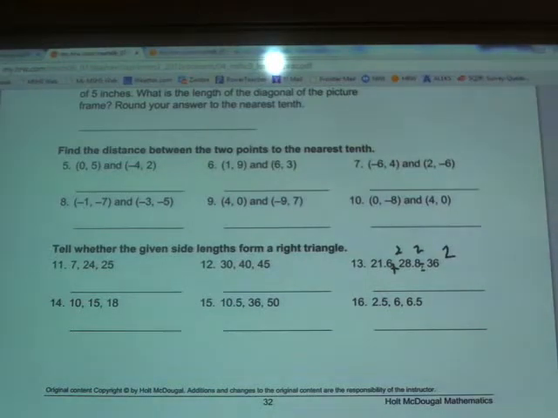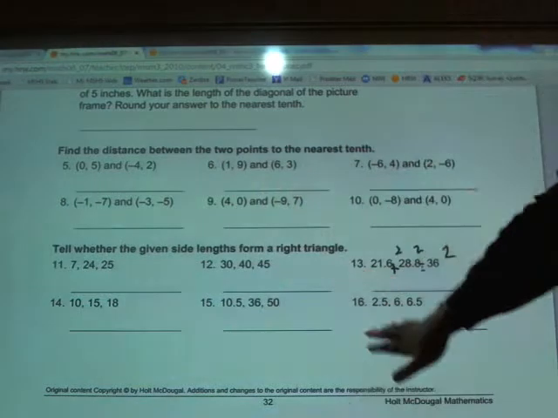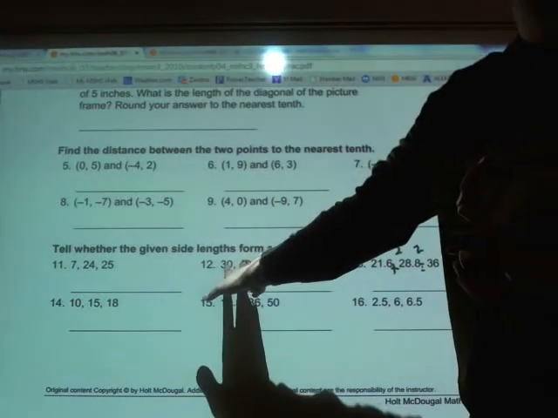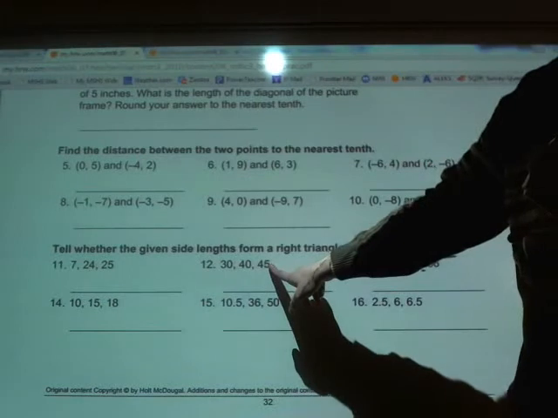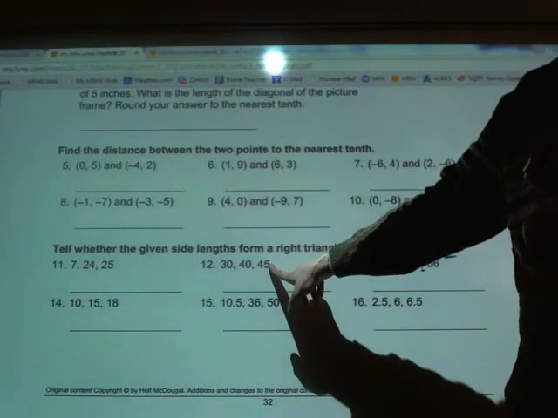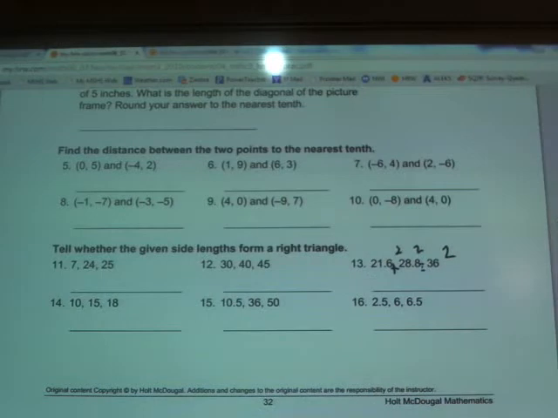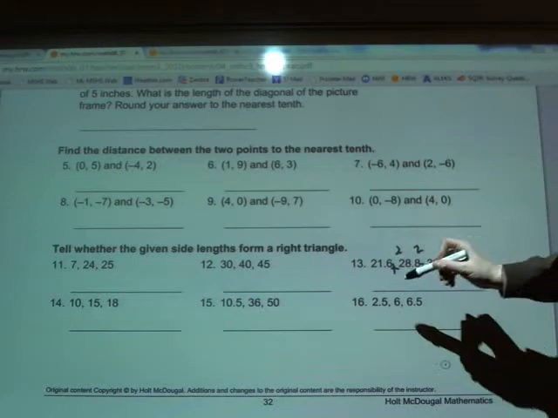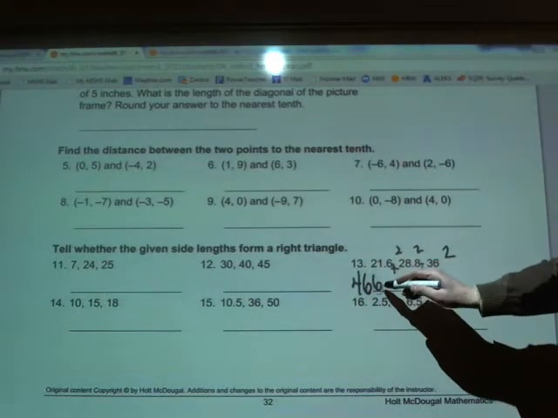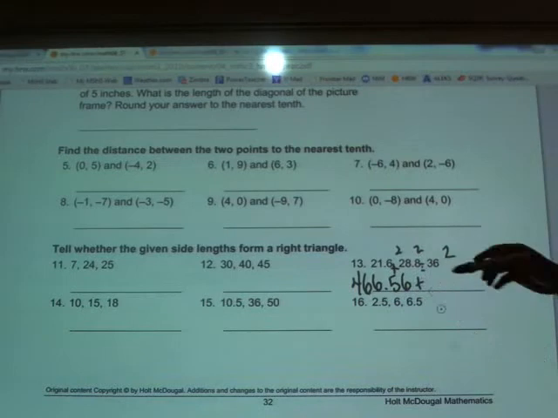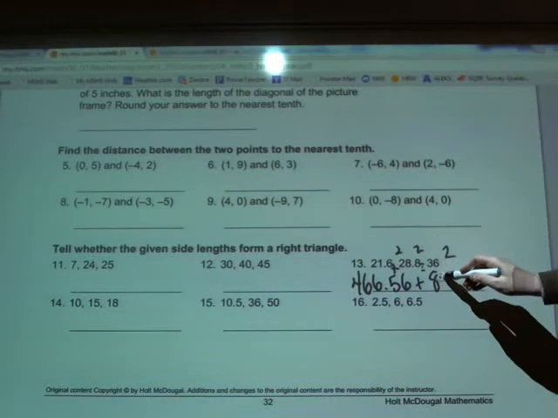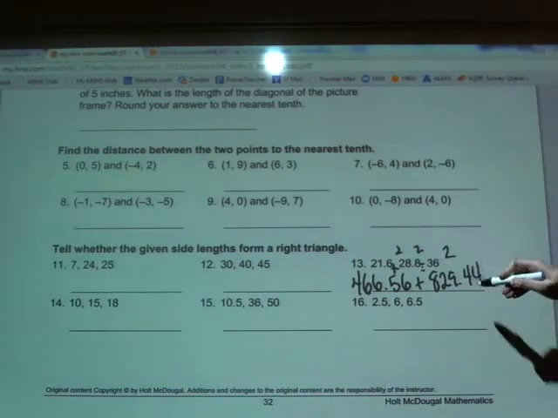And again, you'll use the same approach in all of these questions at the bottom. Square the first two numbers and add them up and make sure it's the same as the last number squared. If it is, it's a right triangle. If not, it's not a right triangle. So when I take 21.6 and square it, the result is 466.56. When I take 28.8 and square it, the result is 829.44. So when I add those two together, the result is 1296.